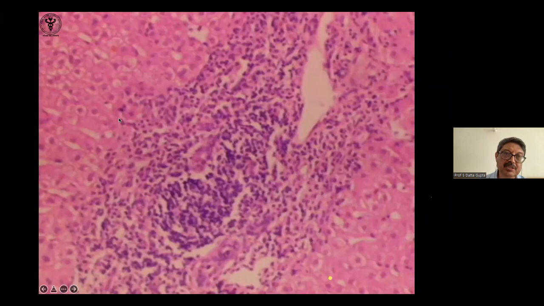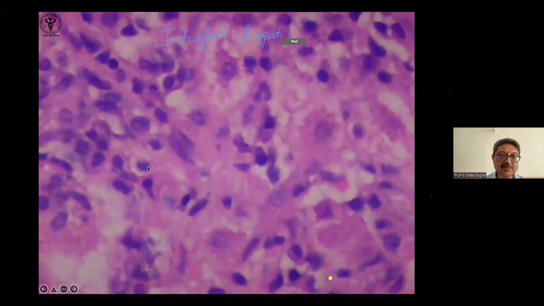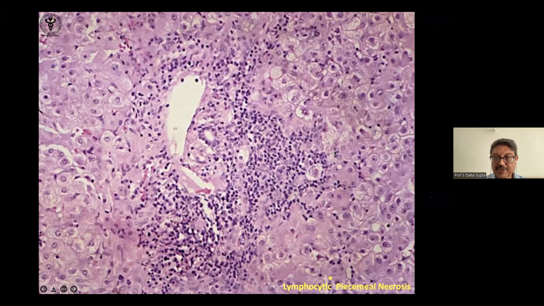This can be seen in several diseases, right? And you see this? This is at the border. All these lymphocytes, plasma cells going into this. This is a plasma cell, eccentric nuclei with a lightly pale colored halo region here. They're going into this, right? So this is interface hepatitis. See here, very nicely. This is slight ballooning of these cells here.